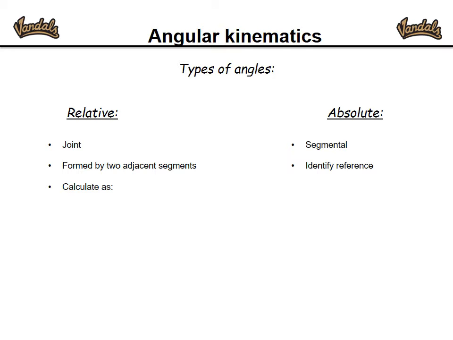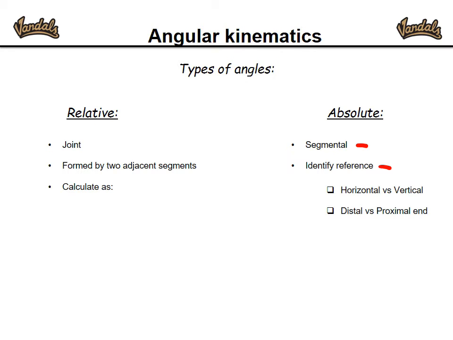Discussing the different types of angles, we're going to have to become very familiar with two particularly interesting components, and these are relative and absolute angles. The difference is that an absolute angle is also known as a segmental angle. Think about that as referring to a segment: torso, thigh, shank, foot. So not what you traditionally think of as joints, but more about body segments, and that's why it's called segmental.